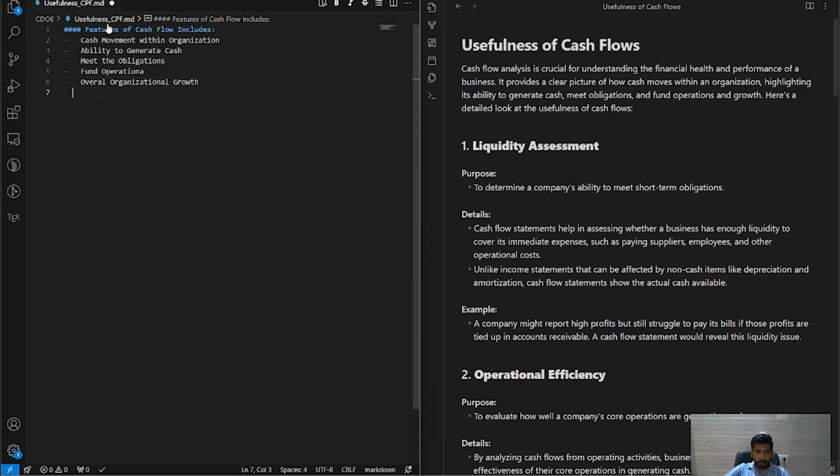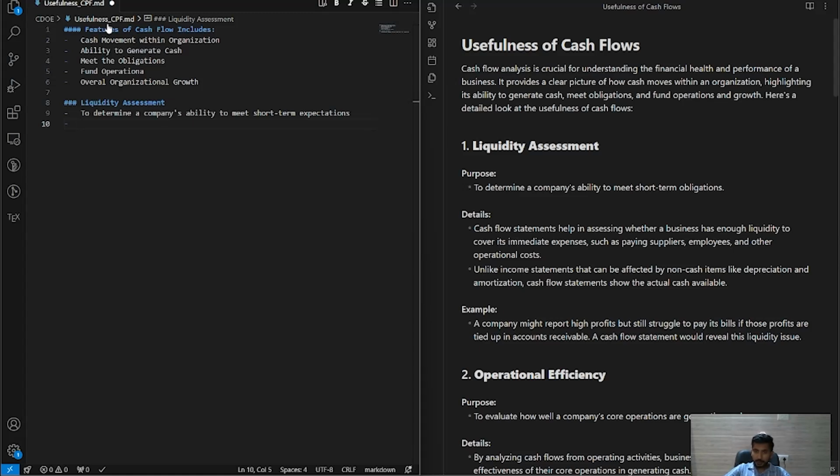Okay, so we'll talk about how it is really important. The first factor that comes into play is liquidity assessment. That is to determine a company's ability to meet short-term expectations, about the cash requirements.